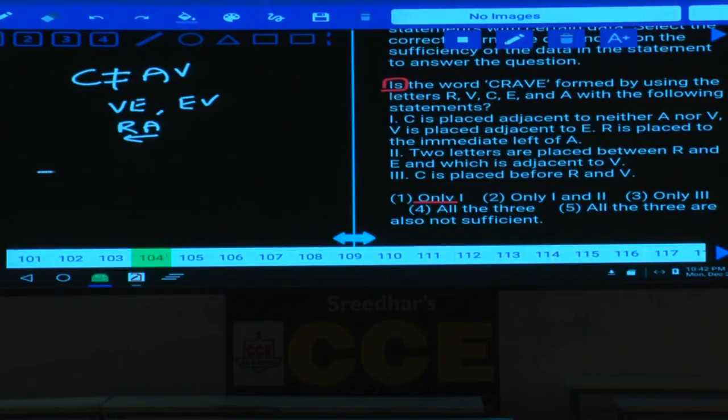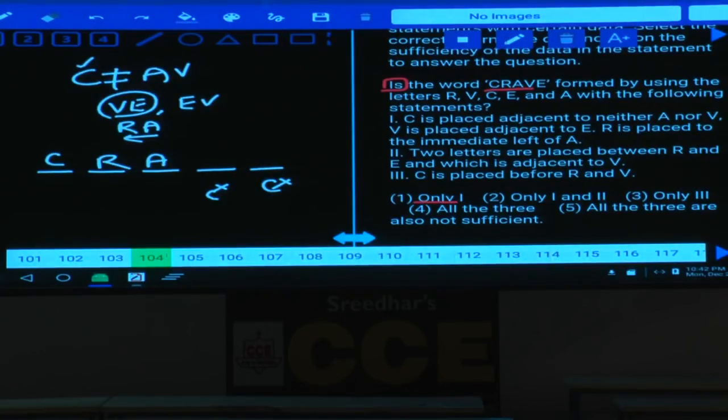Then with the help of condition number 1, if you have positions 3, 4 and 5, now R and A, if you take at these two places, R and A. Okay? Why only at these two places? It can be 3, 4 or 4, 5, at any one of these places. First I am checking whether the word crave can be formed or not. Now if R and A is here, then E and V must be adjacent to each other. And again this C cannot be adjacent to A. C cannot be here. As C cannot be here, if you take C at this place, E and V at the same place is not possible. And C cannot be at this place, and C must be here.